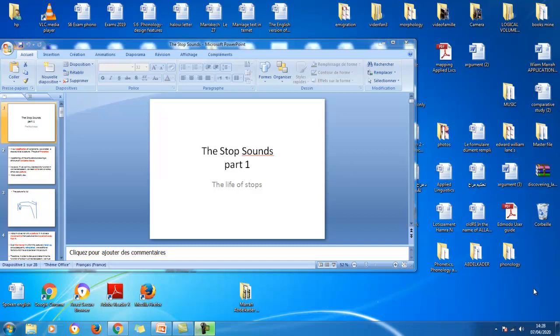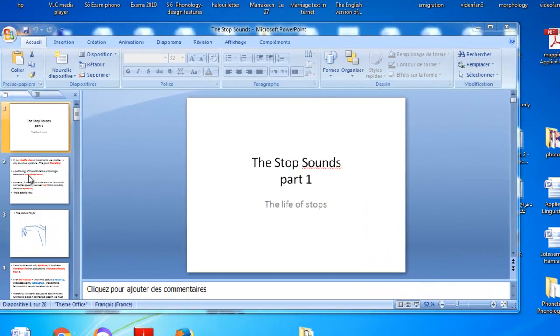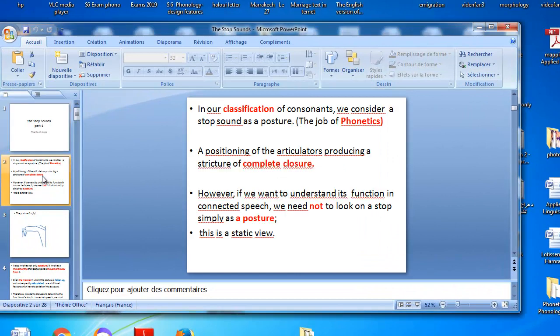But before I'm going on with the slides here, I need just to remind you that I have divided this lecture into two parts, part 1 and part 2, just to allow you to consult the different parts in a very easy way and to have easy access to them. So let us first of all deal with the first part here.